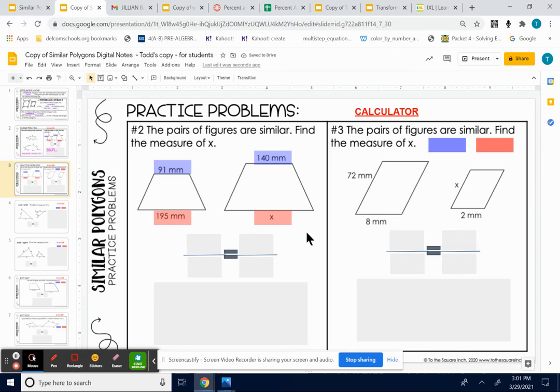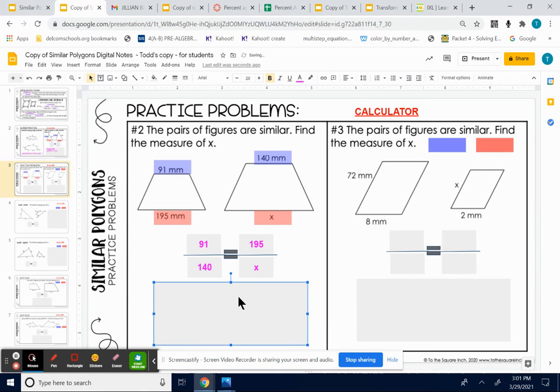So I'm going to use those two sets of corresponding sides, blue over blue, red over red, to write a proportion. So I'm going to type in 91 over 140 equals 195 over x. And then it's just a matter of butterflying.